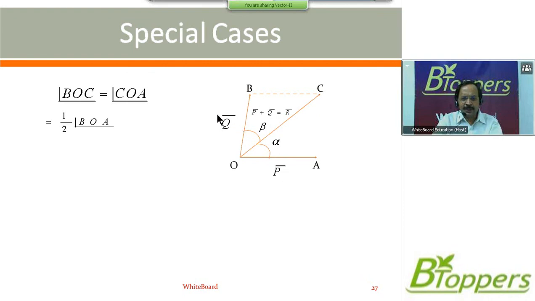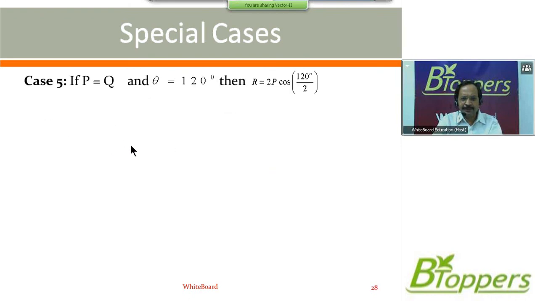So if the two vectors P bar and Q bar have same magnitude, then the resultant bisects the angle between the two vectors. That means the angle BOC, which is denoted by beta, same as the angle COA, which is denoted by alpha. That is equal to half of the angle BOA.